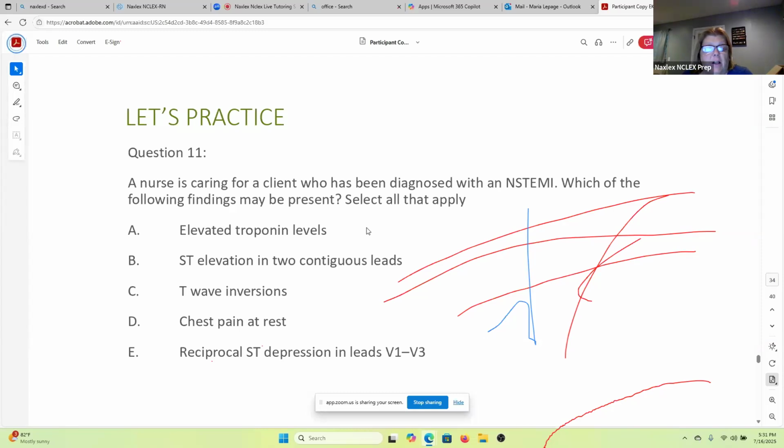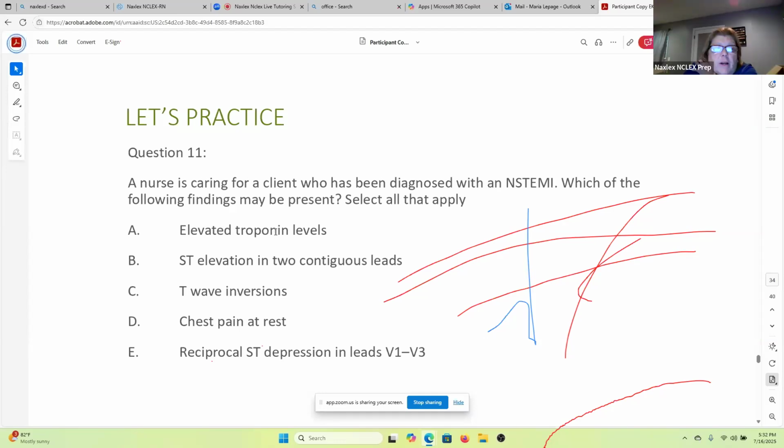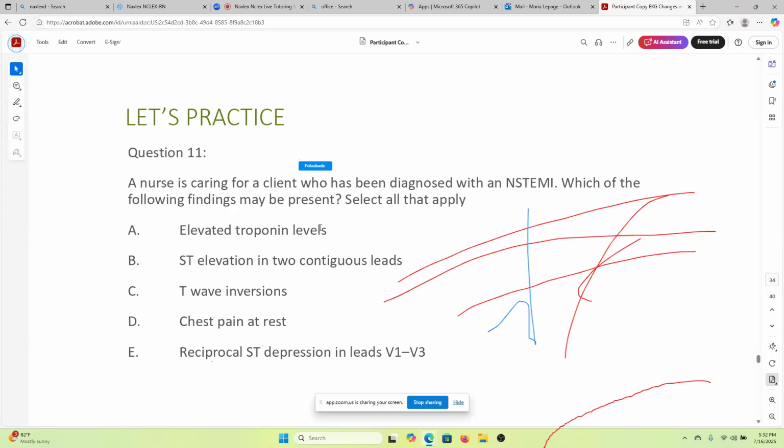How many people think you'll see an elevated troponin in a non-STEMI? Yes. I think so. A. Yes, you would see an elevated troponin, right? How about T wave inversions? Yes, you might see T wave inversions because they may have already had ischemia. And C, they may have chest pain at rest, which is the whole reason they come in, right? And E, reciprocal, no. So your answers are A, C, and D. A, C, and D. Oh, okay. Thank you.